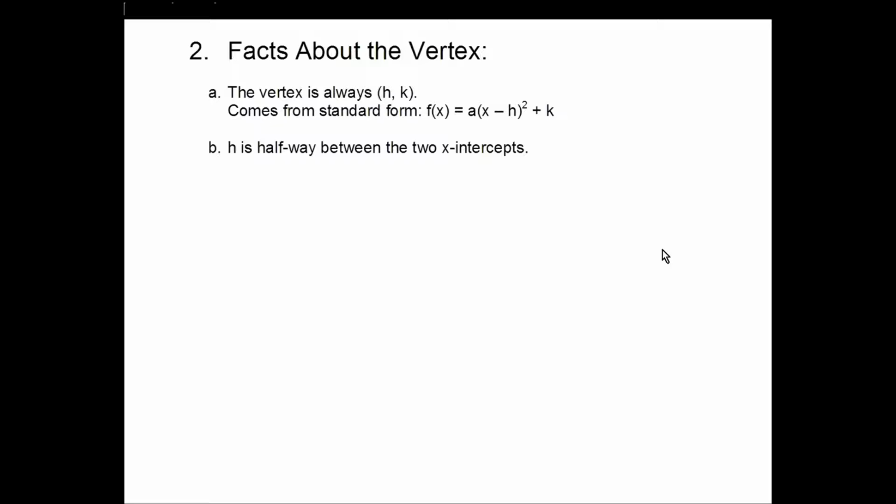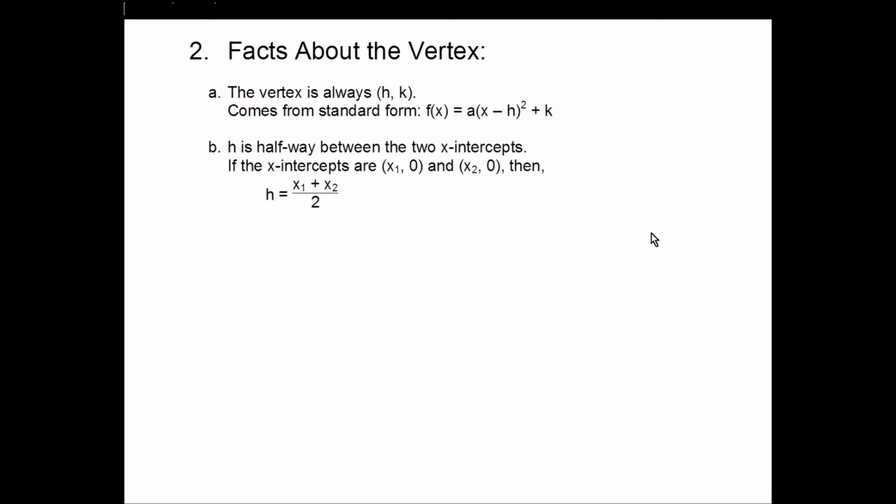h is halfway between the two x-intercepts. Always. The x-coordinate of the vertex is always halfway between the two x-intercepts. So you're using half of the midpoint formula. So if the x-intercepts are x1, 0 and x2, 0, then h is x1 plus x2 over 2. That's how you find h. Now again, if there's only one x-intercept, that x-intercept is also the vertex.